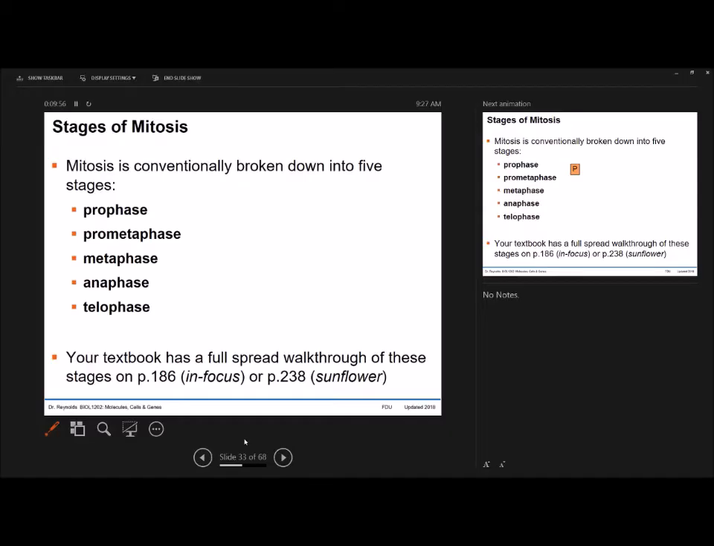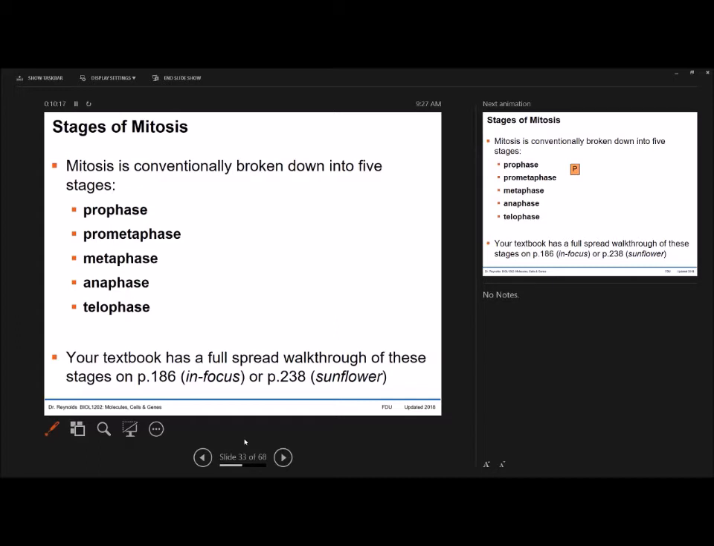So mitosis is conventionally broken down into 5 stages. Prophase, prometaphase, metaphase, anaphase, and telophase. Okay? Did you guys do prometaphase in school? Some yes, some no. It falls right between prophase and metaphase.